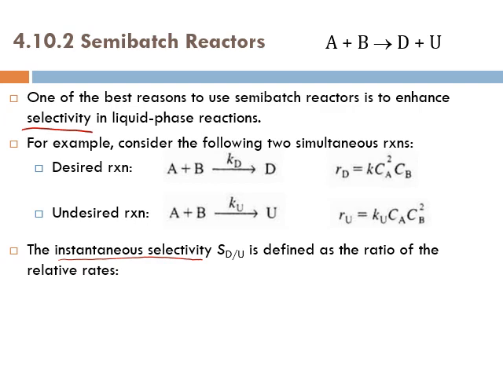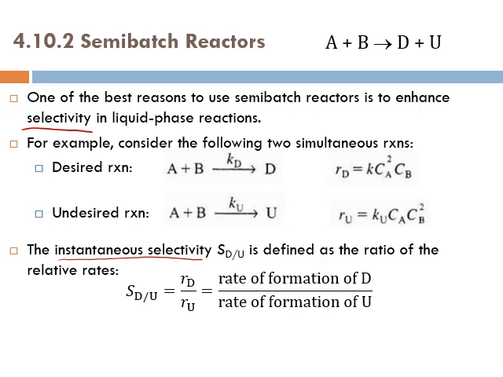The instantaneous selectivity, S D versus U, is defined as the ratio of the relative rates. So we look at the rate of the desired reaction and compare it to the rate of the undesired reaction. Or we compare the rate at which D is formed, which is the desired product, to the rate at which U is formed, which is the undesired product. We call this the instantaneous selectivity because it's at that time, where RD is this much and RU is this much.